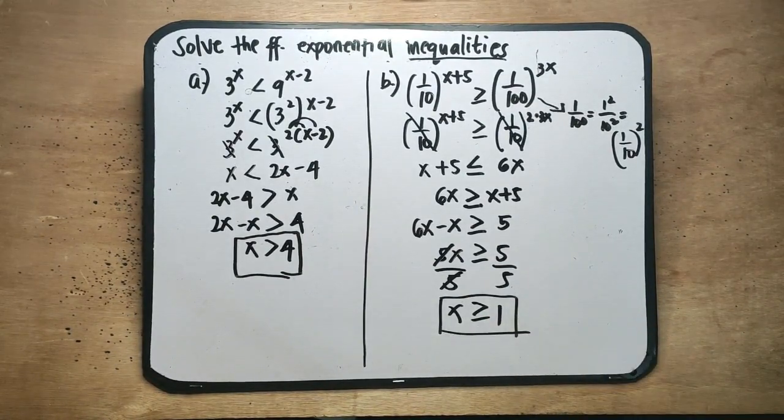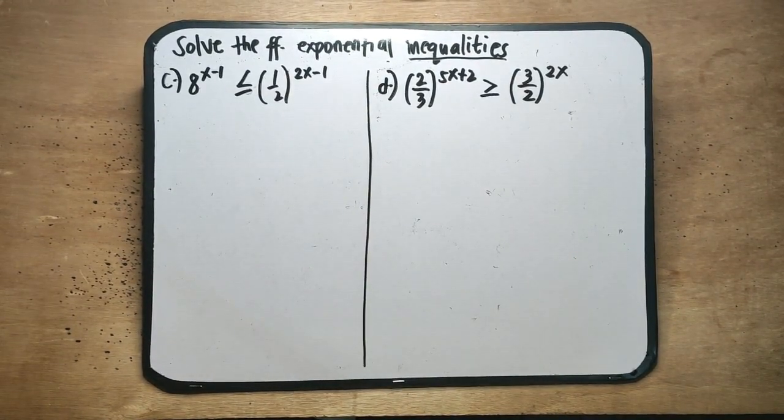This is our answer. The third item, 8 raised to x minus 1 is less than or equal to 1/2 raised to 2x minus 1.